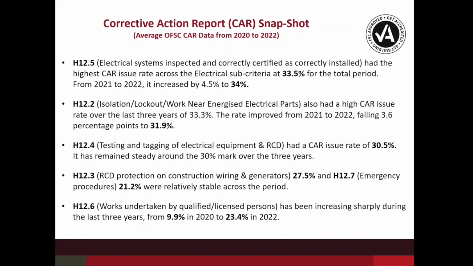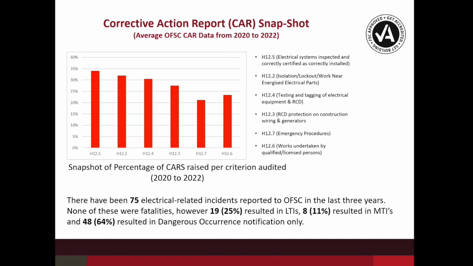It's of concern that we need to have a look at, and we'll talk to that in the last slide. There's your visual snapshot of that. So in other words, 12.5 being not so great. That's the worst one, which is around the inspected, correctly certified, where we find the majority of that is a failure to actually notify the regulatory agency in the state when we install construction wiring.